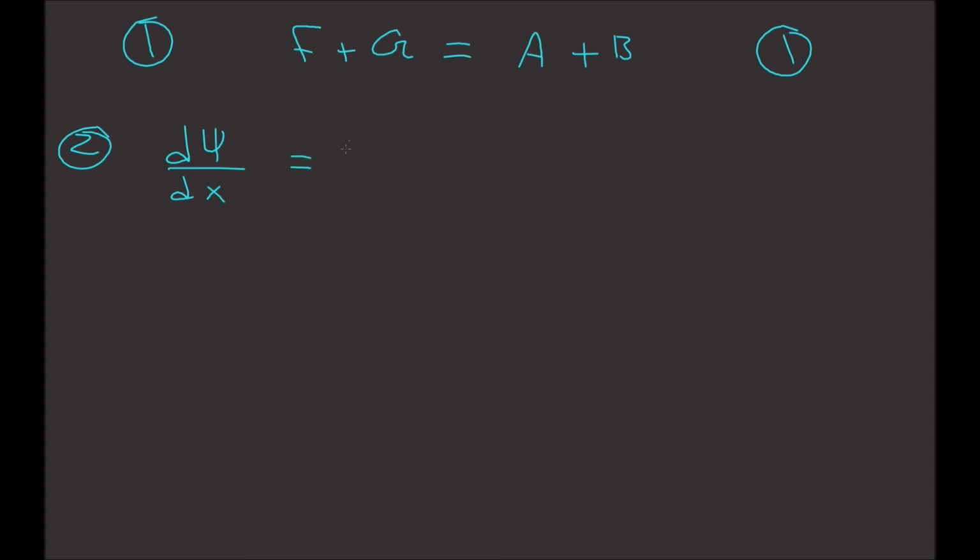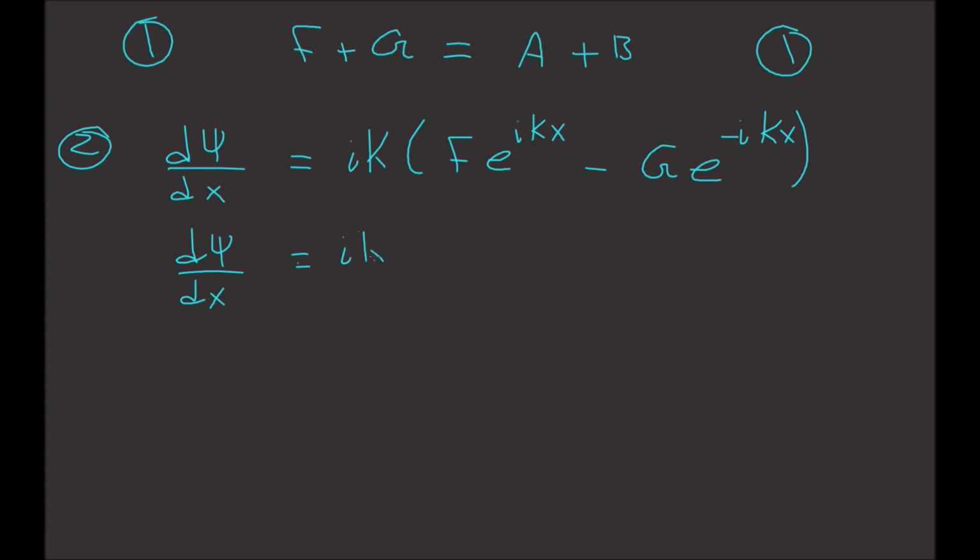d psi dx equals i times k times F e to the ikx minus G times e to the minus ikx, and also we have d psi dx equal to i times k times A times e to the ikx minus B times e to the minus ikx. The first is from the right, and this is from the left, where x is less than 0.